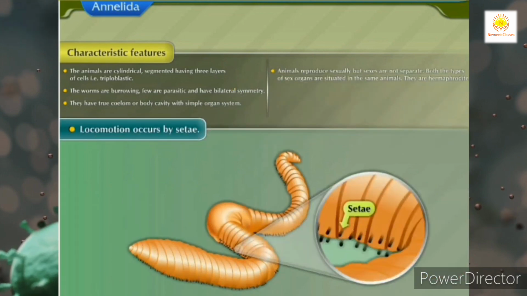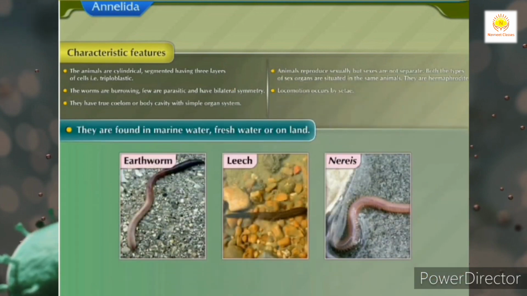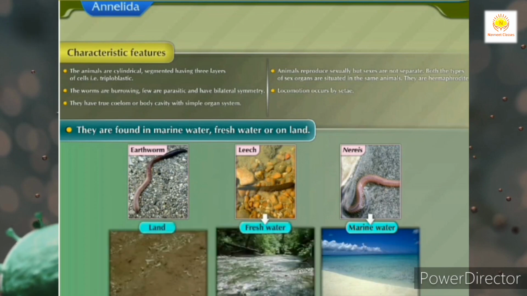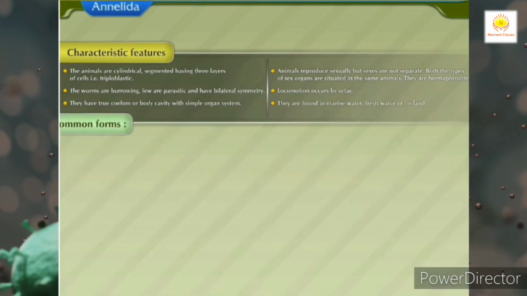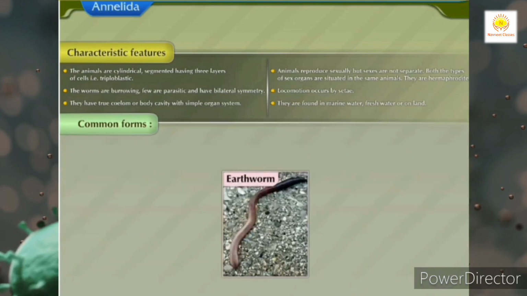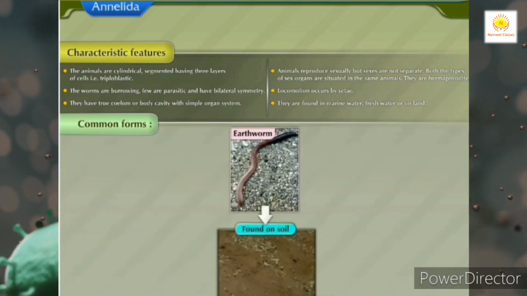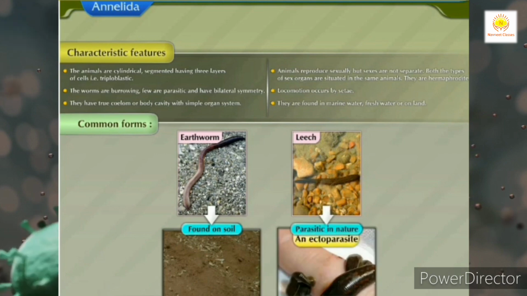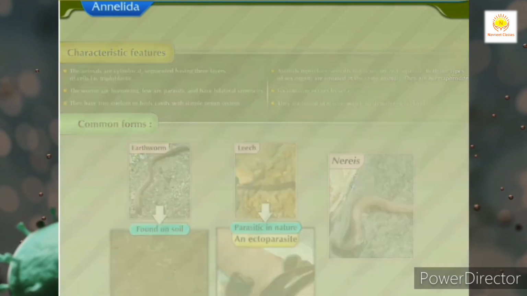Locomotion occurs by setae. They are found in marine water, fresh water, or on land. The common forms are earthworm, which is found in soil. Few of them are parasitic in nature. Leech is an ectoparasite, and Nereis.